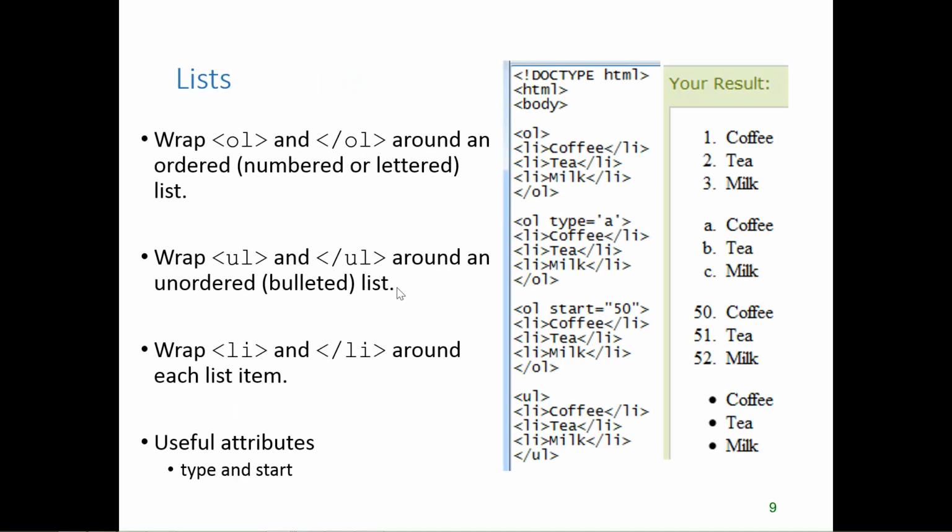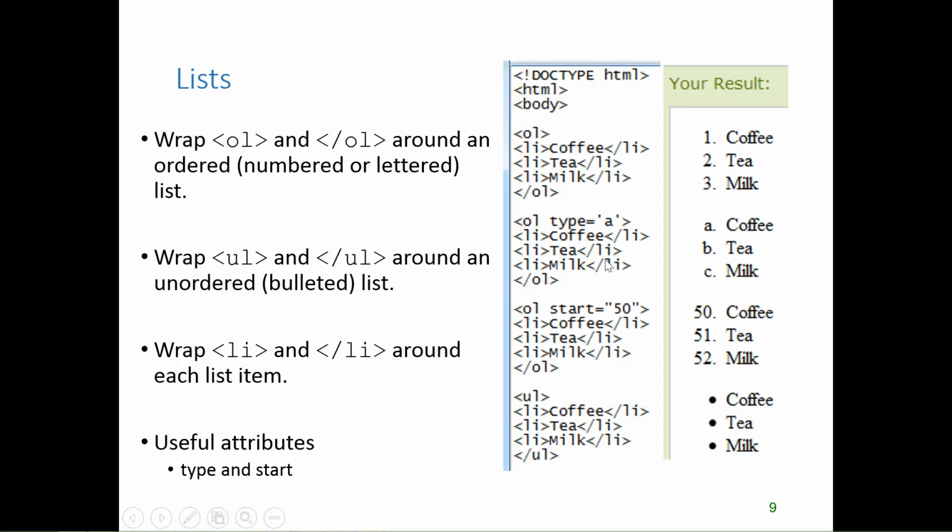Let's look a little bit more closely at lists. The OL and the UL are used to create ordered or unordered lists in HTML. And each of the items in the list must be surrounded by LI tags. So each individual item starts and ends with LI begin and end tag. A couple of useful types. We already talked about start. There's also type, which allows you to change, so you can make a lettered list, or you can make a Roman numeral list.